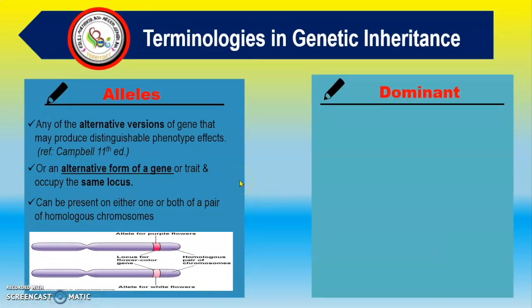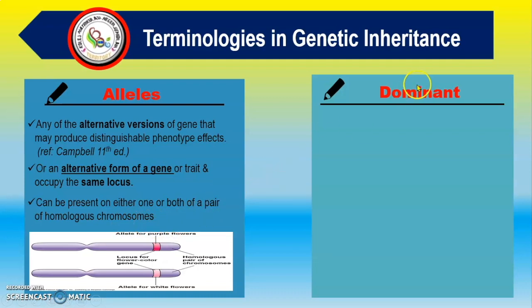Allele is one of the different forms of a gene, or any of the alternative versions of a gene that may produce a distinguishable phenotype effect. An allele can be present on either one or both of a pair of homologous chromosomes.